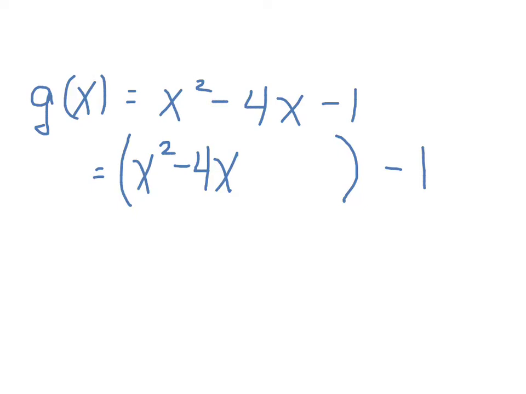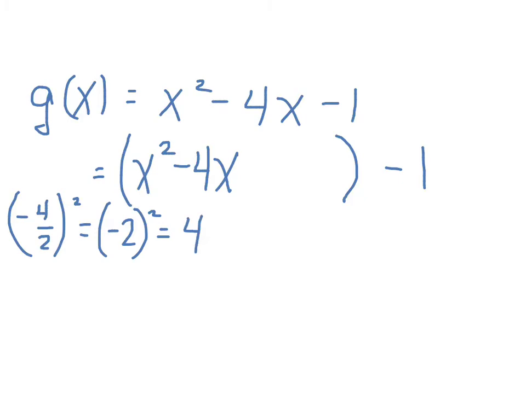Okay? So it got pushed over. Is everybody okay with that step? It's different than adding it to both sides. However, you could have, but it's more work. Now, just focus on what's inside the parentheses. What number is in the B position? What's negative 4 divided by 2? What's negative 2 squared? 4, good.